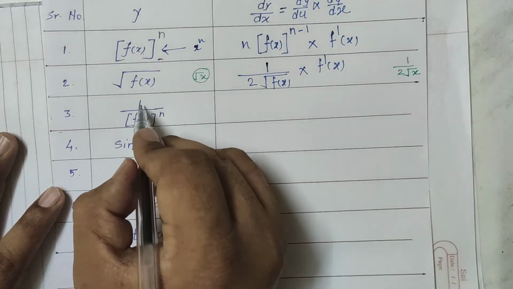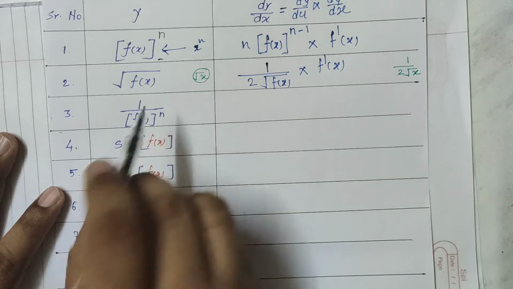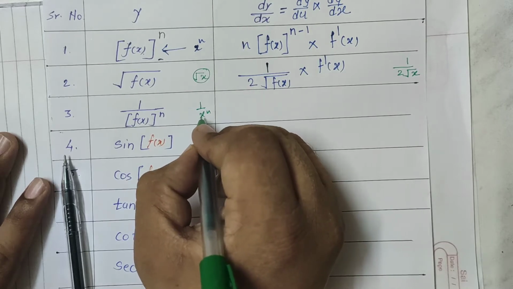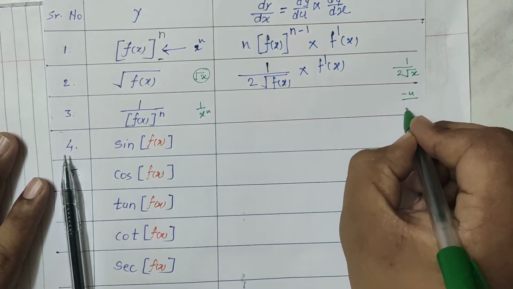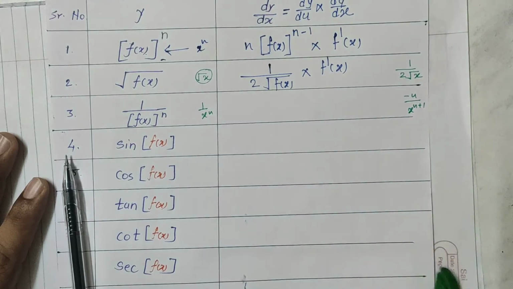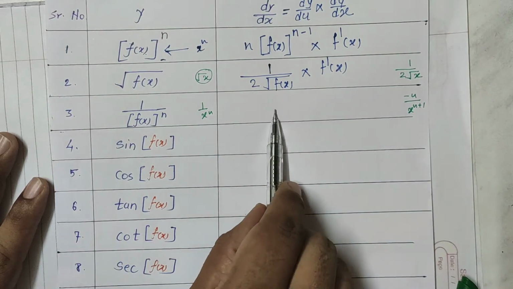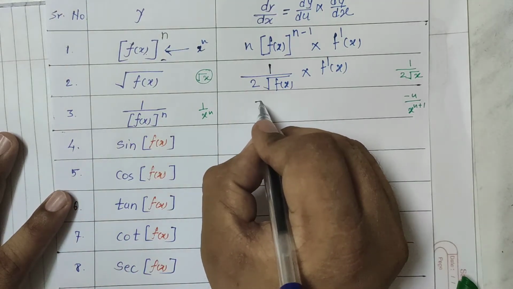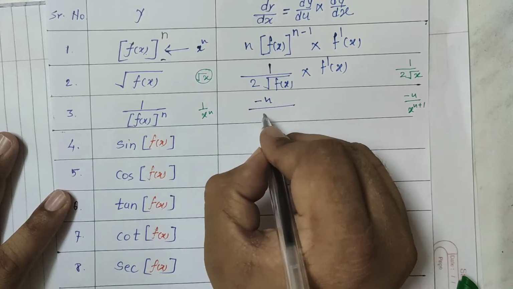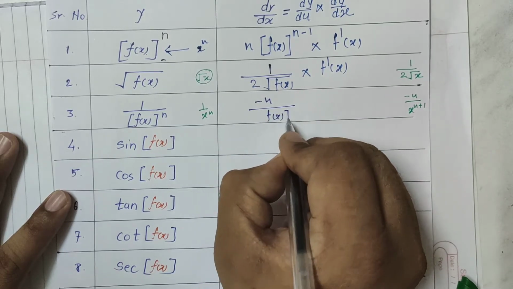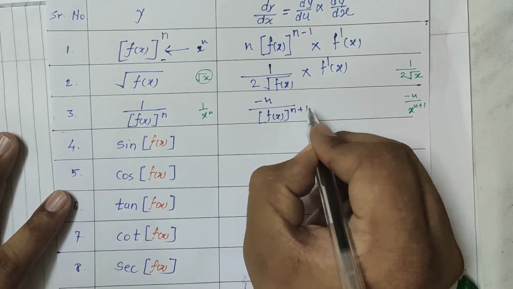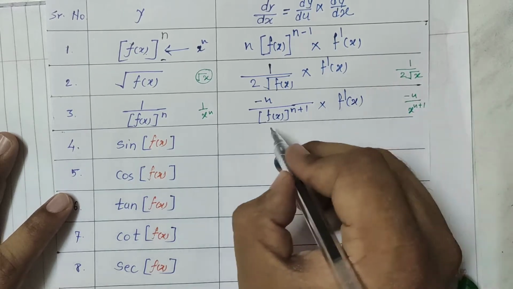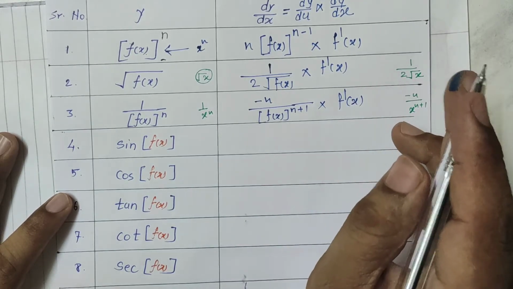Then the third function, 1 upon f of x raised to n, is 1 upon the x raised to n form. What is the derivative of 1 upon x raised to n? It is minus n upon x raised to n plus 1. So I write the same formula, only x is replaced by f of x: minus n upon f of x raised to n plus 1, multiplied by f dash of x. Whatever f of x is, we take its derivative.